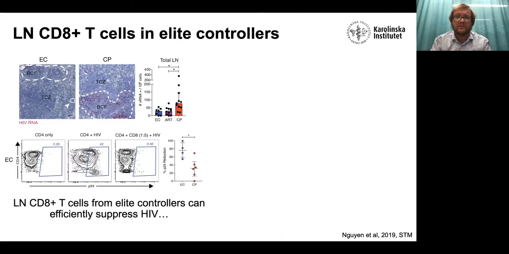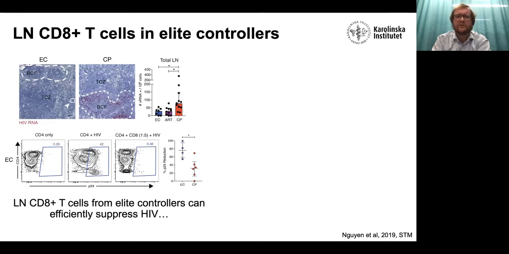So this has been shown before in the blood, but we could actually recapitulate some of these findings in lymph nodes. And you can see that the p24 reduction is better and higher for individuals controlling the infection versus those individuals not controlling the infection. And this is also true versus ART treated individuals.